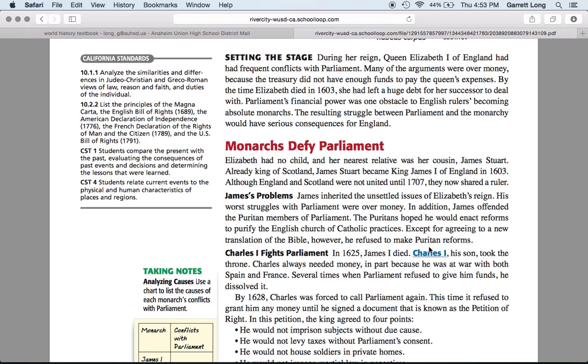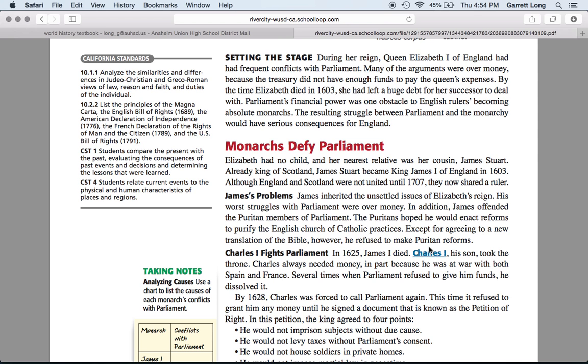Now remember, guys, two things. Puritan is a form of Christianity. We talked about different forms of Christianity in these lessons. And then Parliament, remember what Parliament is. Parliament is like a group of people that help the king govern the country. So the king or queen has to work with Parliament and vice versa in order for the country to run smoothly. As a result of this, James I dies.